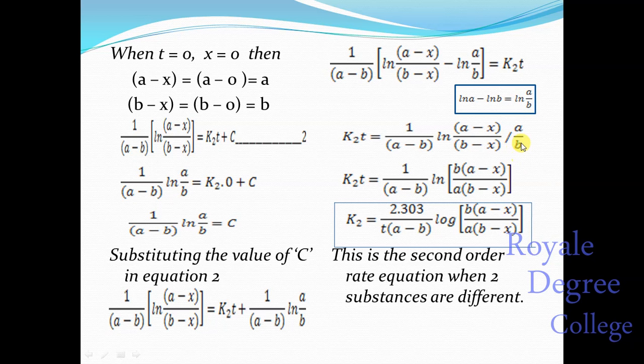Next, in the next step, this one, it is becoming reciprocal of a by b. So we'll get here b in the numerator and a will go to the denominator. Now in the next step, this ln we are converting to the log value. And this particular t, which is present on the left hand side of equal to, we are bringing to the right hand side, so it will come in the denominator. So we will get this equation: k2 is equal to 2.303 by t into a minus b, log b into a minus x by a into b minus x. So this is the second order rate equation when the two substances are different.